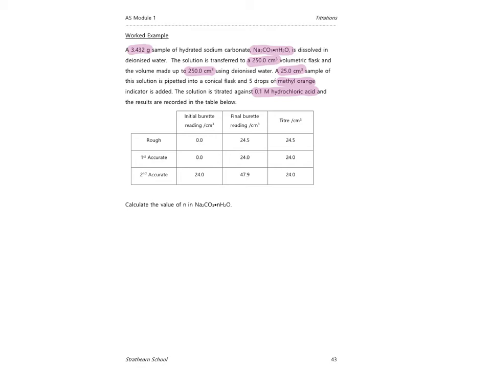So you can see your titre, and we ignore the rough. And we take our average from our two accurate titrations. So you can see that your average titre is just 24.0 centimetres cubed. If you want to, you can do 24 plus 24 divided by 2, but that's going to give you 24.0 centimetres cubed. Remember, in your calculations, you must convert this into decimetres cubed. You do that by dividing by 1,000. And that should give you 0.024 decimetres cubed.